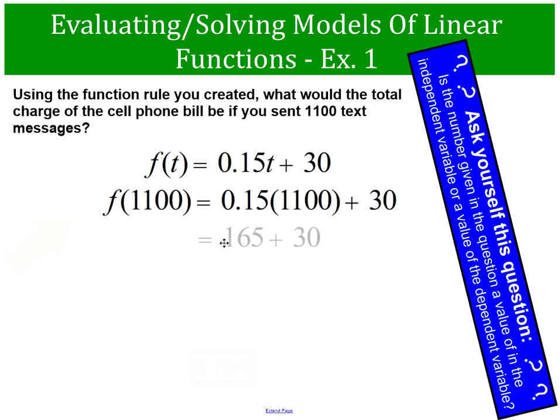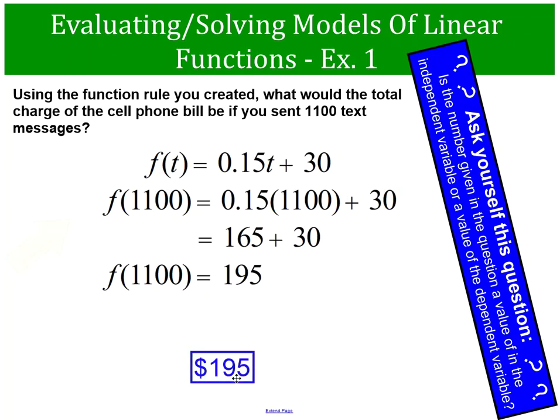0.15 times 1100, that's 165. Bring down the 30. 165 plus 30 is 195. You write it using this notation. This is for a value of the independent variable 1100. You have 195. Now you have to put that in context. That means for 1100 text messages, you're answering the question, the cost is $195. So once again, this is evaluating. This is called evaluating the function. I know it's evaluating because I was given a value of the independent variable.